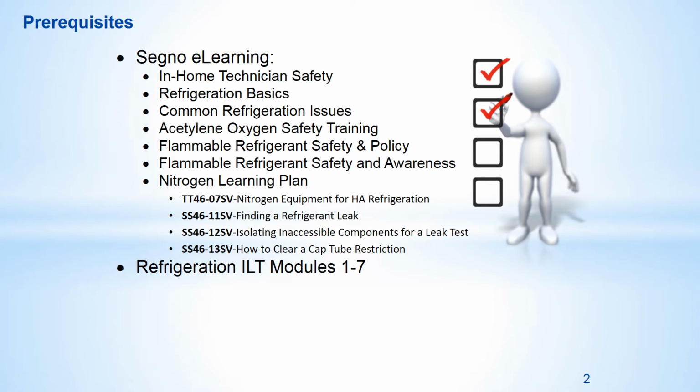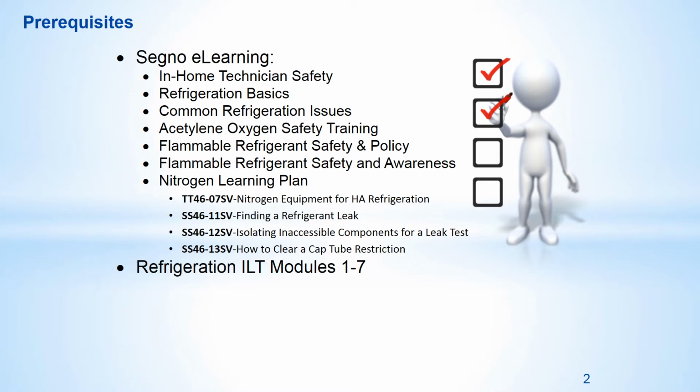Prior to taking this course, you must complete the following prerequisites in Segno e-learning: in-home technician safety, refrigeration basics, common refrigeration issues, acetylene oxygen safety training, flammable refrigerant safety and policy, flammable refrigerant safety and awareness.